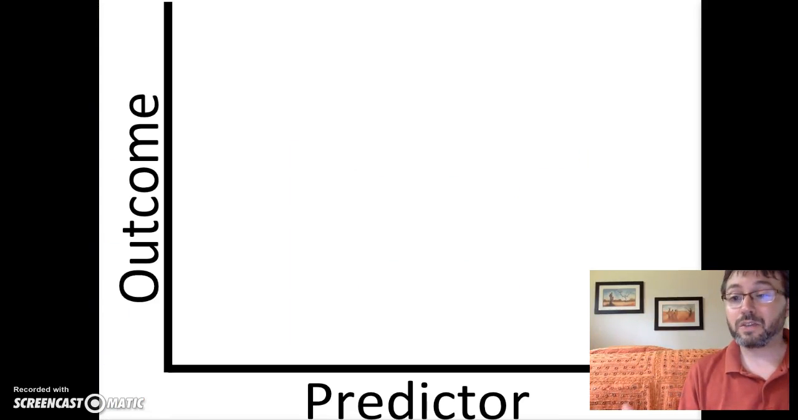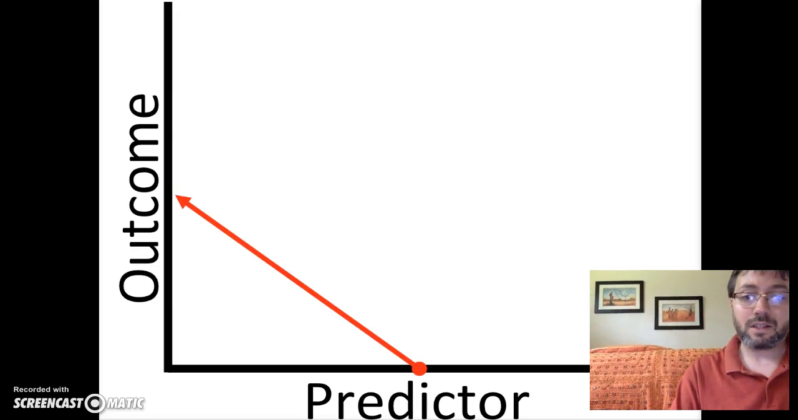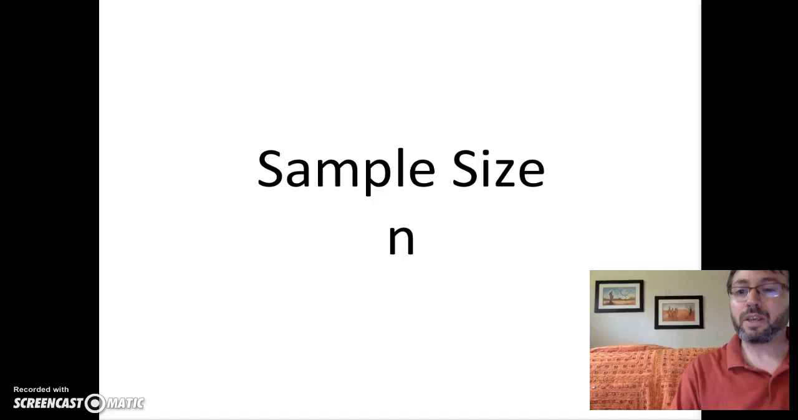We're specifically interested in the relationship between the predictor variable, which is typically depicted on the x-axis of a graph, and the outcome variable, typically depicted on the y-axis. And in statistics, we're interested in the relationship between this predictor and this outcome. One of the key concepts that we need to think about is the size of our sample. How many observations do we have that we're using to draw our conclusions?